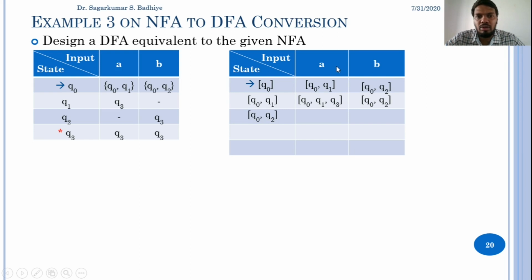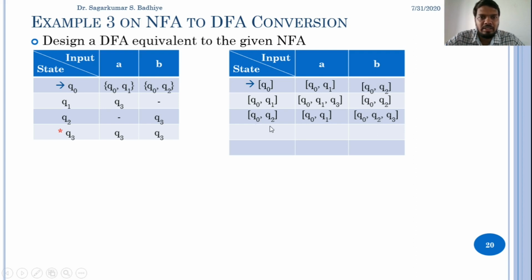Then Q0 Q2 on A, the next state will be obtained from the NFA table. So Q0 on A goes to Q0 Q1, whereas Q2 on A has no transition. So Q0 Q2 in DFA on A will go to Q0 Q1, right? Then Q0 Q2 on B: Q0 on B in case of NFA goes to Q0 Q2, and Q2 on B goes to Q3. So in case of DFA, Q0 Q2 on getting B as input will go to a combination of Q0 Q2 and Q3, a new state.